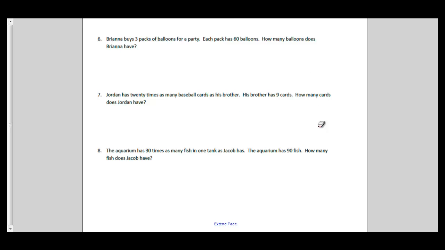Okay, so Brianna buys 3 packs of balloons for a party. Each pack has 60 balloons. How many balloons does Brianna have? So we just read it. Now we're ready to draw. So we're going to actually draw a place value chart to get our thoughts together on this one.